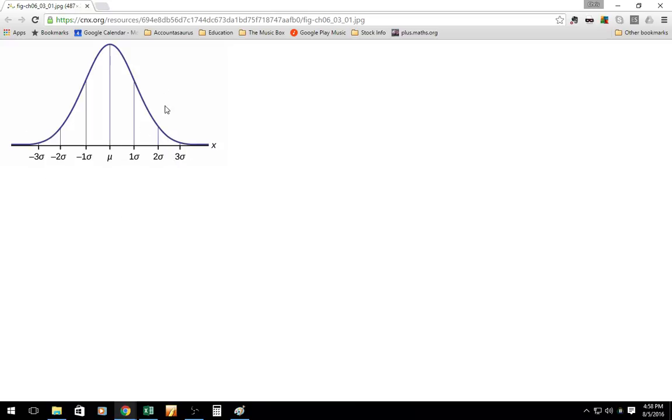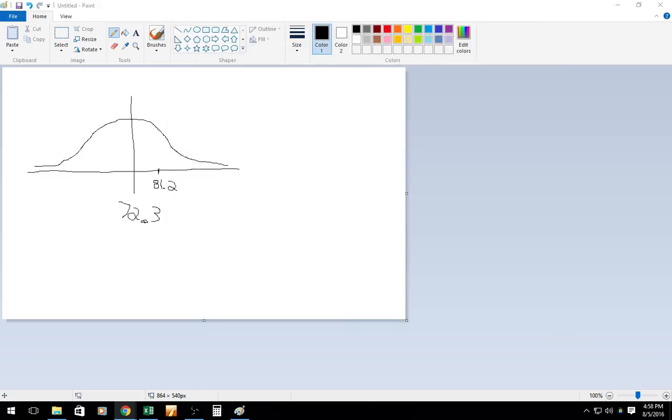Sometimes I tell my students it's called standard deviation form, where every single tick mark on the axis represents one standard deviation. And I'll show you why that's important relatively shortly.